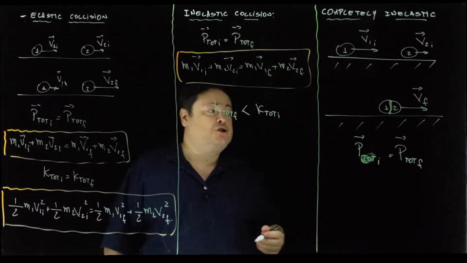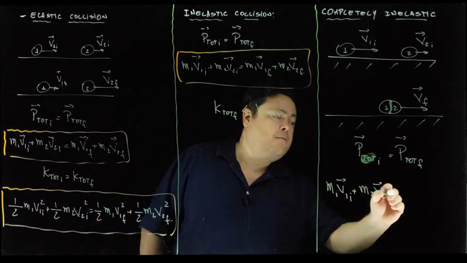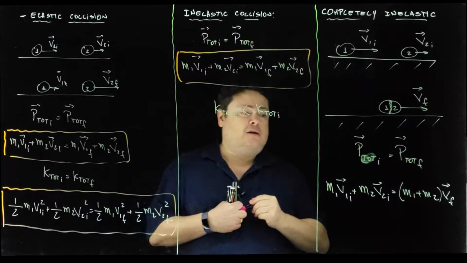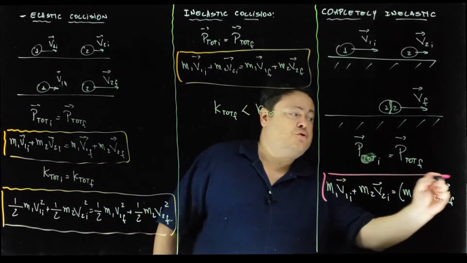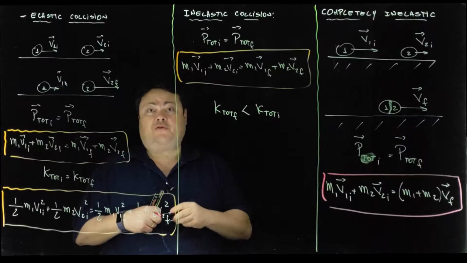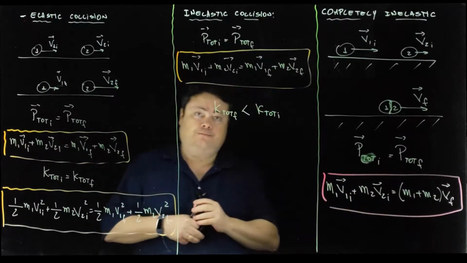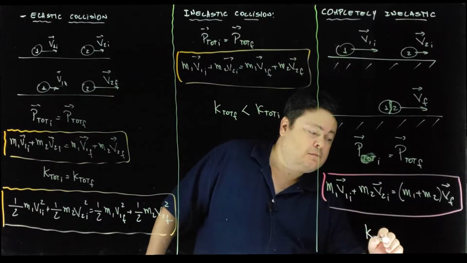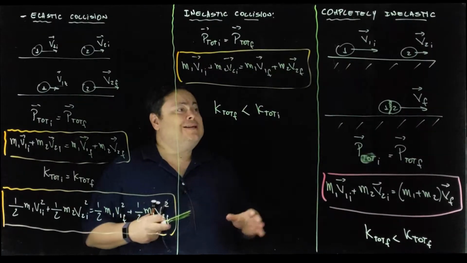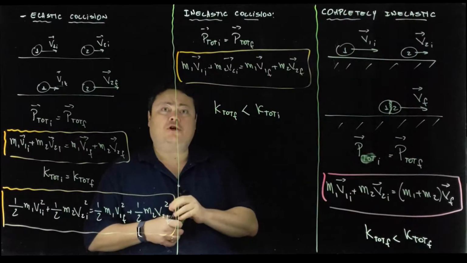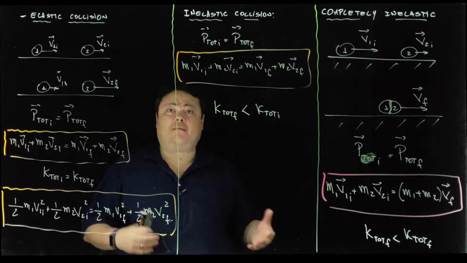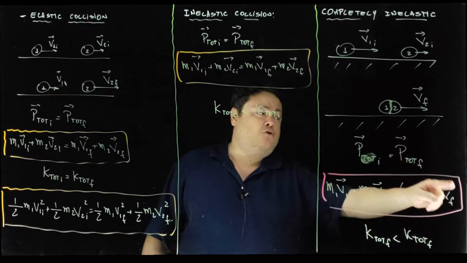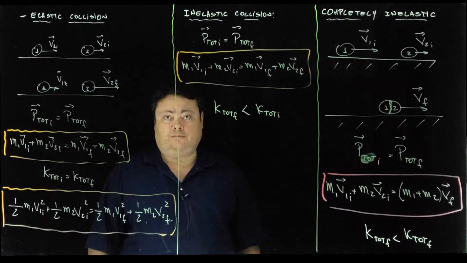And I can write this equation this way: m1 v1 initial plus m2 v2 initial equals m1 plus m2 times v final. I can factor v out. Energy is also not conserved. But this completely inelastic collision problem is the simplest from a mathematical perspective because I can factor out that velocity. I usually have just one simple unknown.